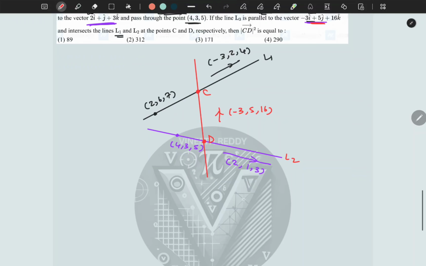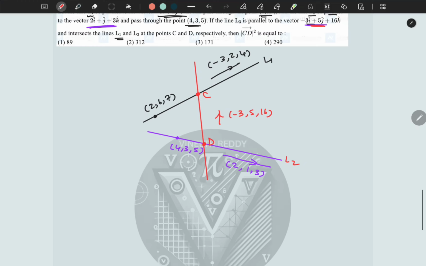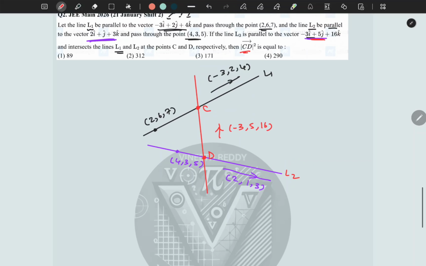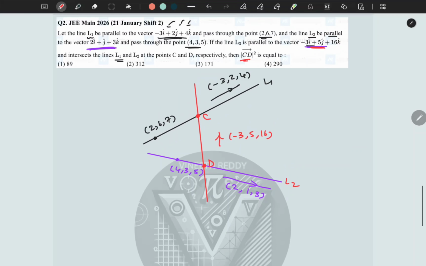Now what is he asking here? It is intersecting them at the points C and D respectively. Then distance CD whole square is equal to. That means we have to find points C and D to get this. So we'll do one thing.